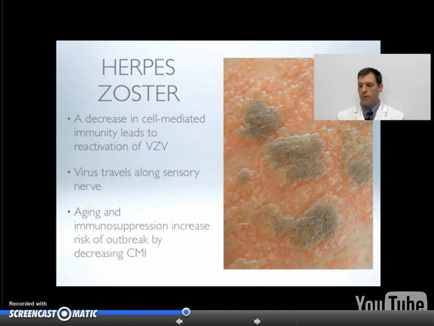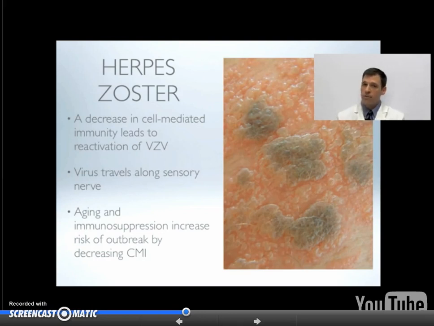Why does it happen? Again, the virus lives with us for the rest of our lives. A decrease in cell-mediated immunity leads to reactivation of the VZV virus. It travels along the sensory nerves, so the nerve that gives sensation. It starts along the spinal column, and then it travels along this nerve, causing pain and nerve damage as it travels along that nerve, and eventually makes it to the skin and causes a rash.